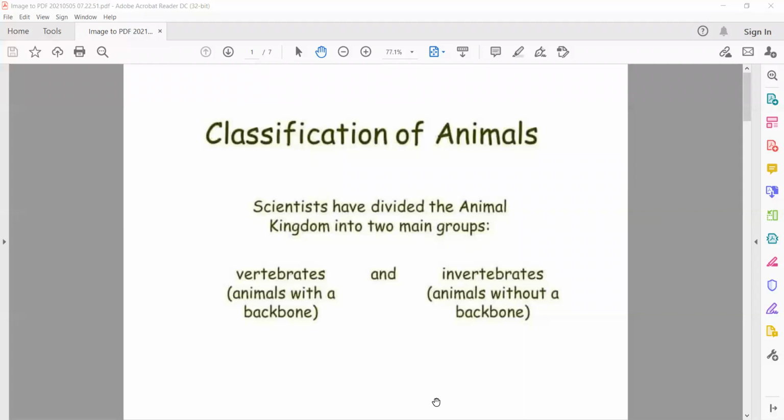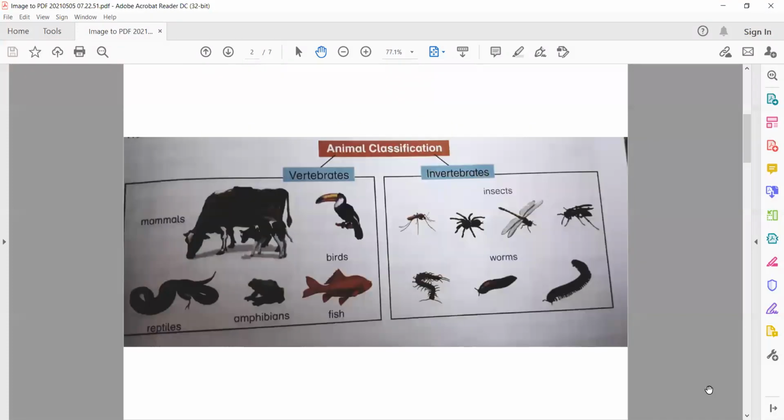The examples of the vertebrates are mammals, birds, amphibians, fish, and reptiles. All these animals have an internal body skeleton. Their body is divided into three main parts, that is the head, abdomen, and tail. So they are characterized as vertebrates, while invertebrates are those animals which do not have a backbone. These include insects and worms.